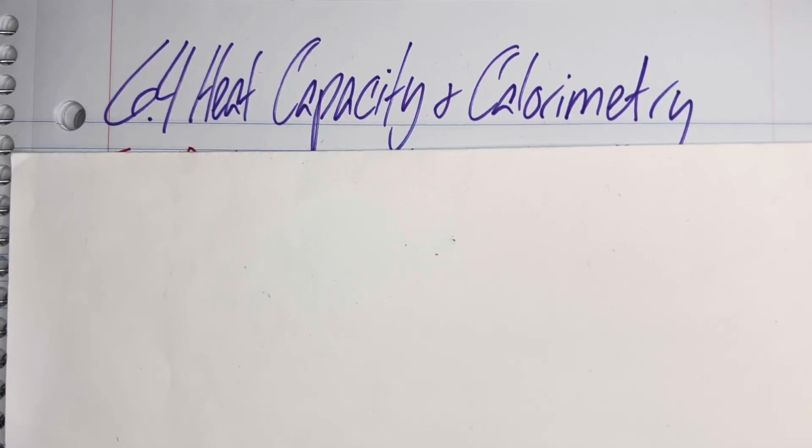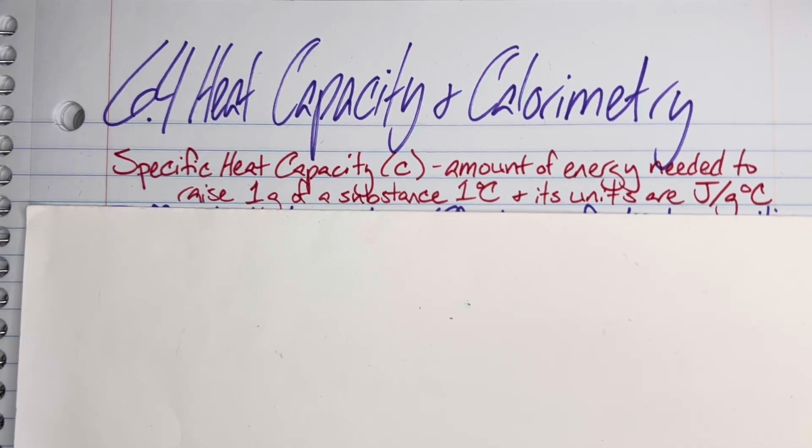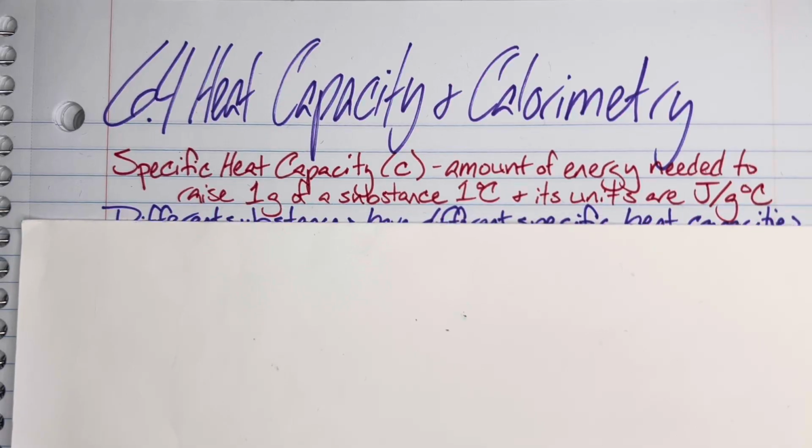AP Chemistry Unit 6.4, Heat Capacity and Calorimetry. Specific heat capacity, otherwise known as lowercase c, is the amount of energy needed to raise 1 gram of a substance 1 degree Celsius, and its units are going to be joules per gram degree Celsius.